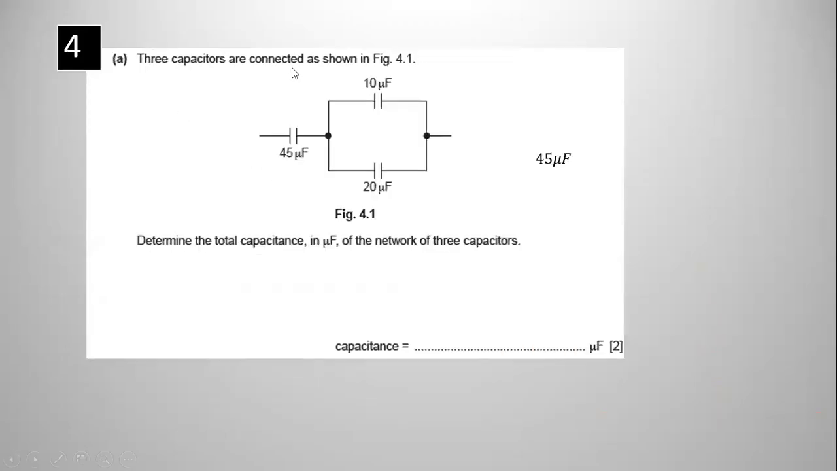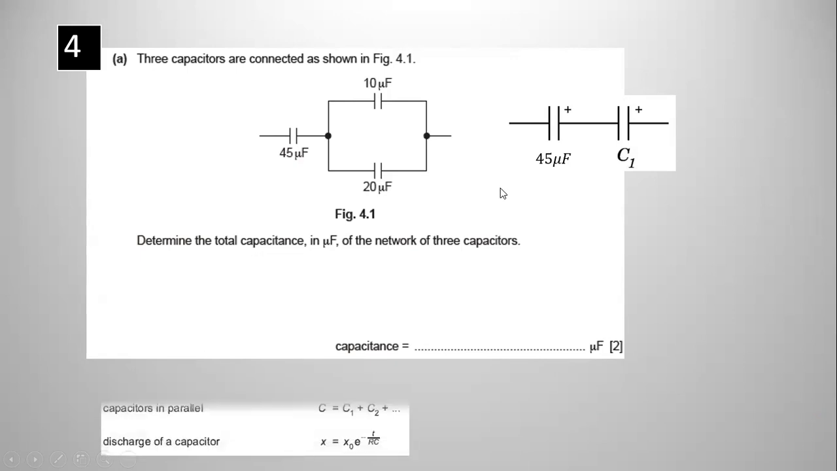Three capacitors are connected as shown in figure 4.1. Determine the total capacitance in microfarad of the network of three capacitors. So replace this one first. Right, 45. Then C1, replace these two.